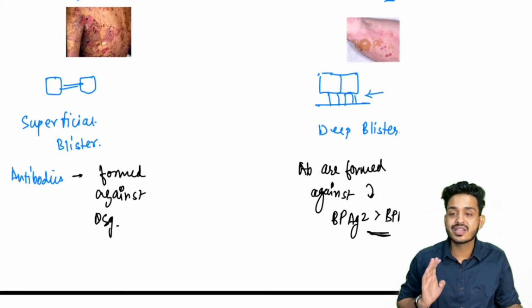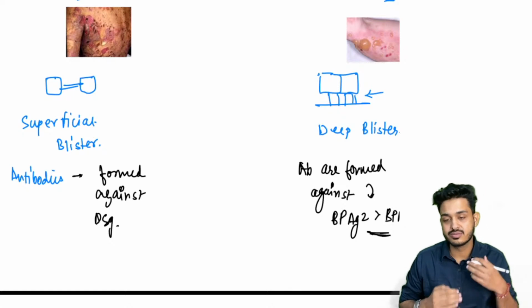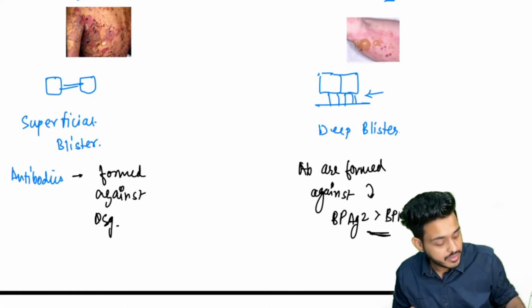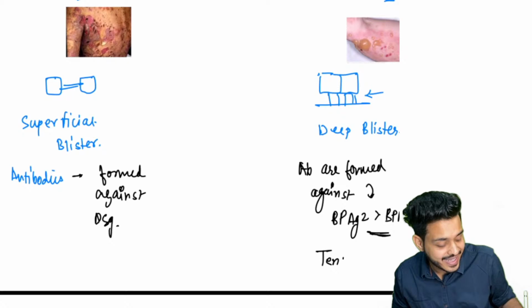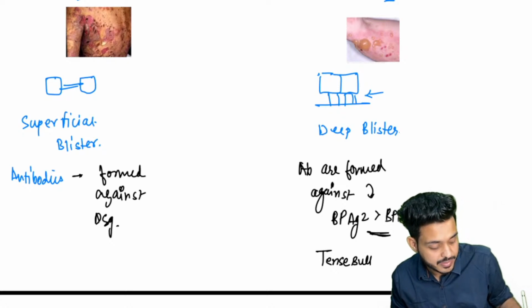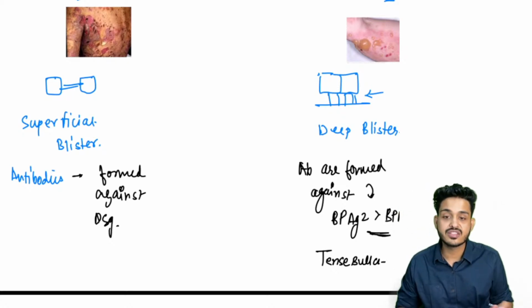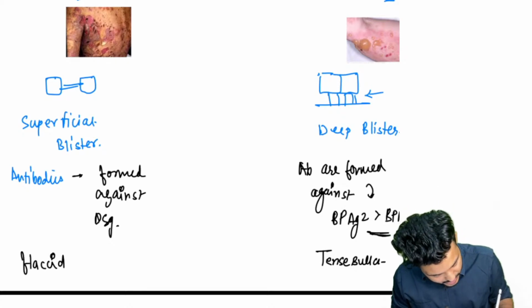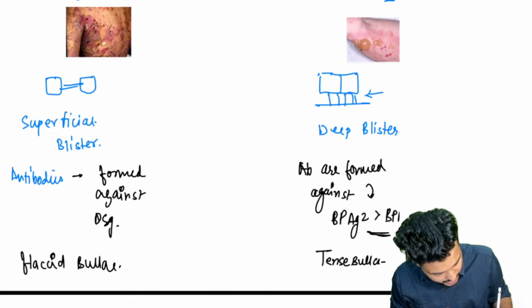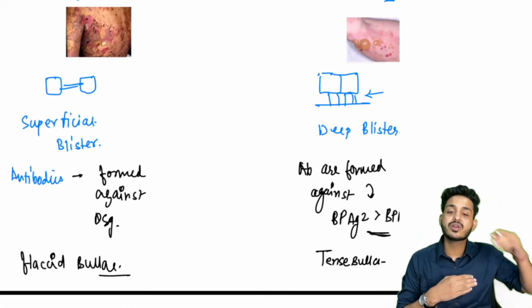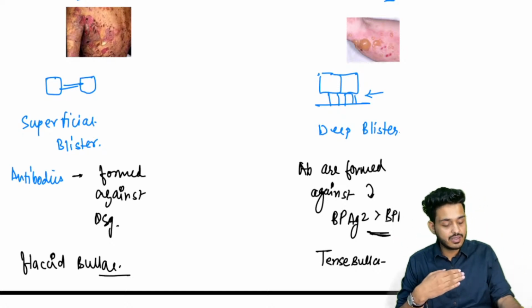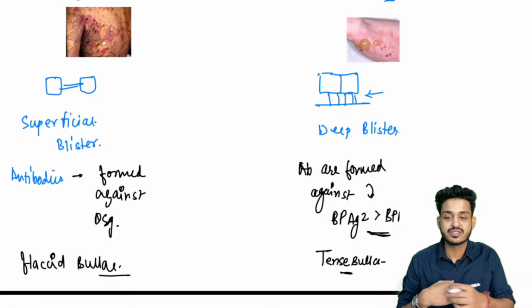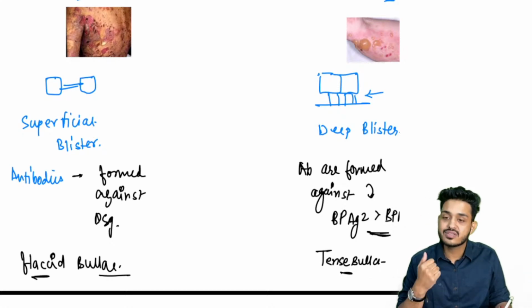The most important buzzword that you should remember: here you will be finding tense bulla, and here you will be finding flaccid bulla. Why tense? Because it is in the lower layers. It is below, that is why it is tense, and this one is above, that is why it is flaccid.